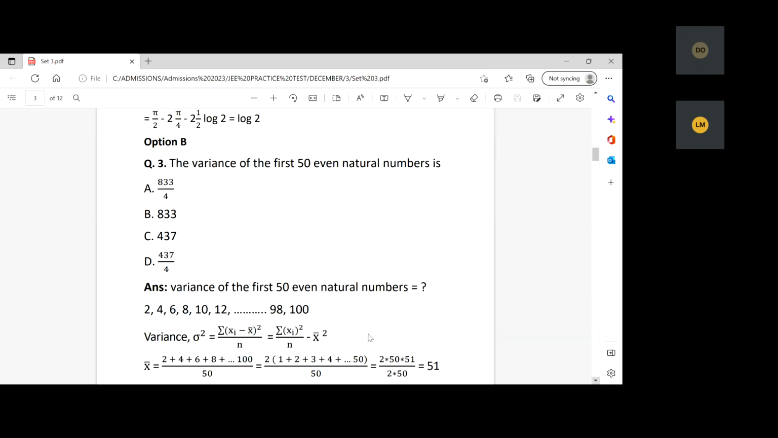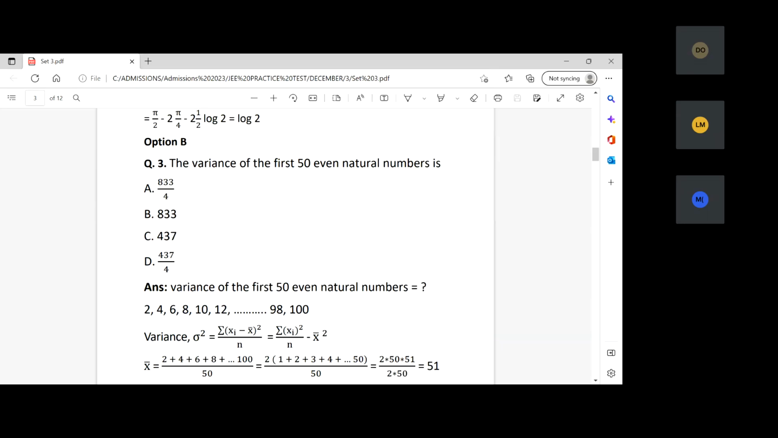So how many numbers will be there? Variance of first 50 even natural numbers. What will be the range? What will be the series? It will be something like it starts with 2, 4, 6, 8, something like up to 100. It will go like that, right? Once you have these numbers and once you have this formula, it's just the substitution that is needed.